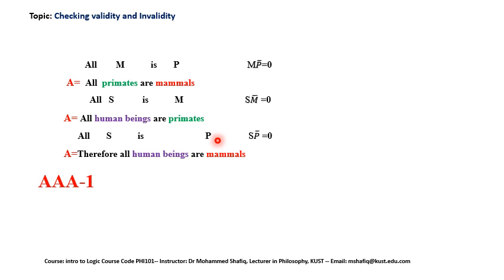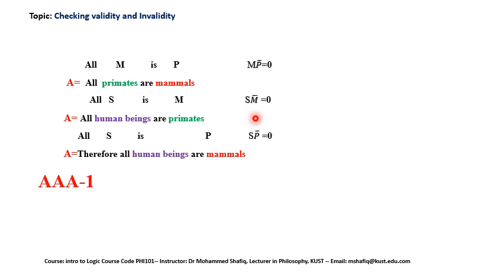Students, you must remember, most of the time the students commit a mistake. The standard form categorical syllogism means that the major premise should be the first one, then the minor premise, and then the conclusion. Now, so if all M is P, in all S is P, we already discussed SP bar is equal to 0, so here we get the result MP bar is equal to 0.